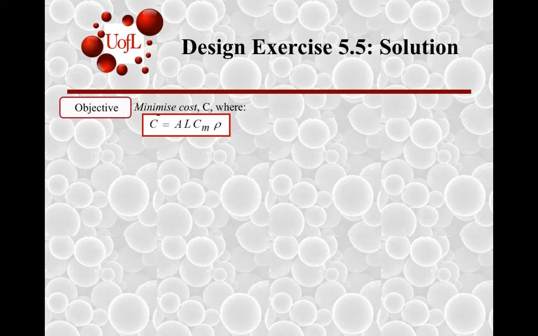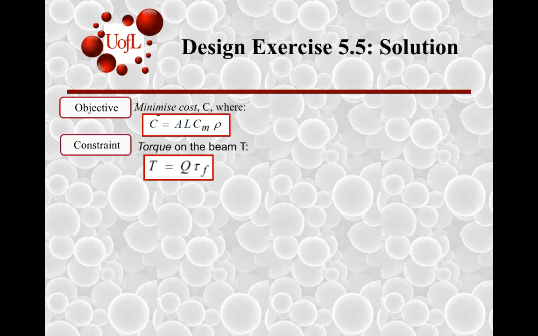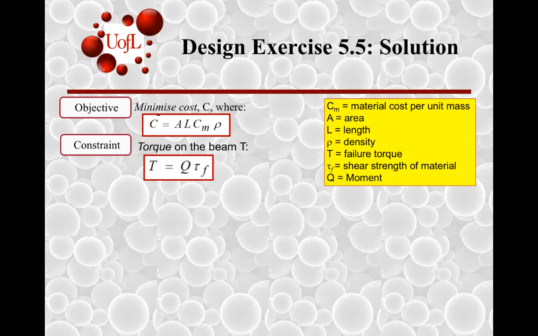It is A times L, which is a volume, times rho, that will give you the mass, and cost per unit mass will give you the cost of this component. The constraint is that the torque on the beam, which is proportional to the shear stress of the material, should be at least T star. So capital T is the failure torque, tau F is the shear strength of the material, Q times tau F is the torque that can be supported by the beam at failure, rho is the density.